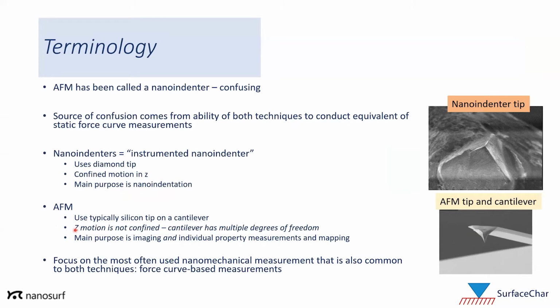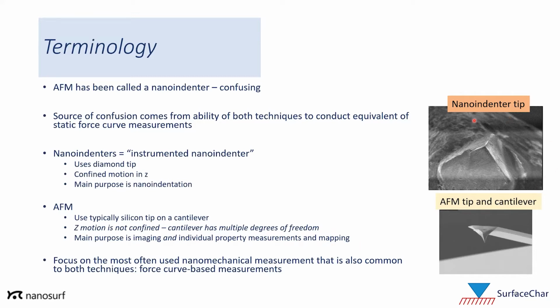And the big differential here is that the Z motion is not confined to up and down. In fact, the cantilever has multiple degrees of freedom. Like I had mentioned, it can twist, it can turn, move sideways. And we actually take advantage of that for many imaging modes, but for nanoindentation, that's actually not ideal. But the main purpose of the AFM is actually to image and to conduct individual property measurements and mapping.